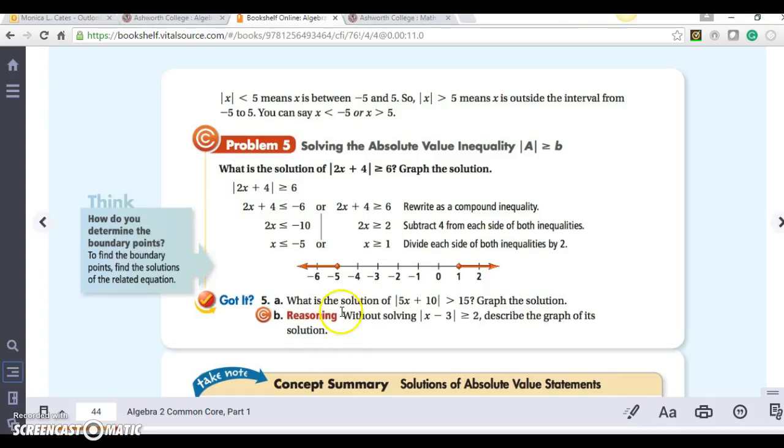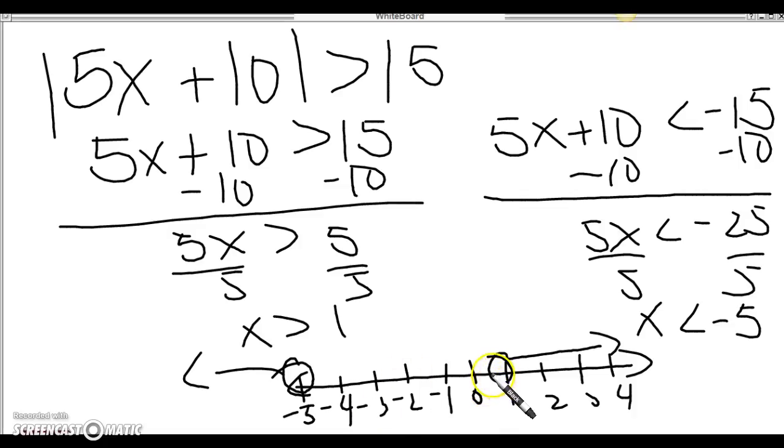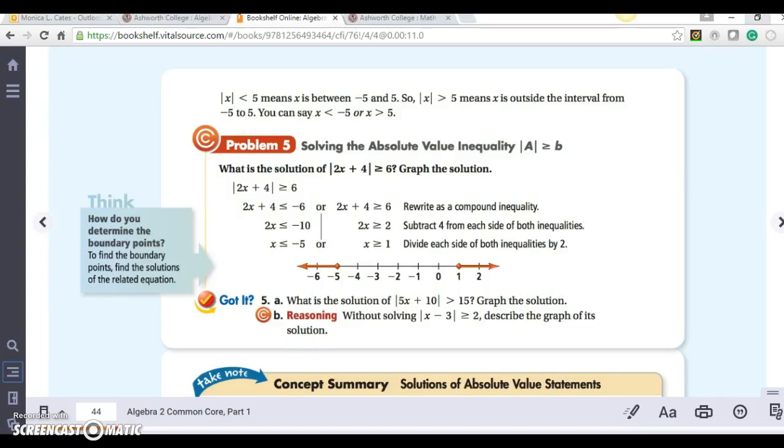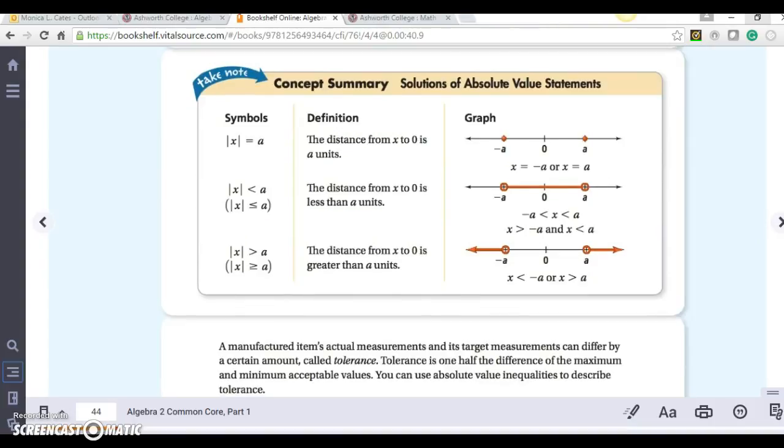So then it says for B, without solving, the absolute value of x minus 3 is greater than or equal to 2. Describe the graph of the solution. Well, since it is greater than or equal to, I predict that it will be going in opposite directions. And this box here confirms that when I have absolute value of x equal to A, I'm going to have two different dots, a negative and a positive.